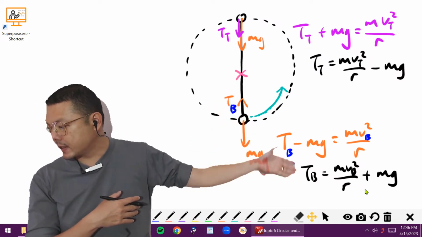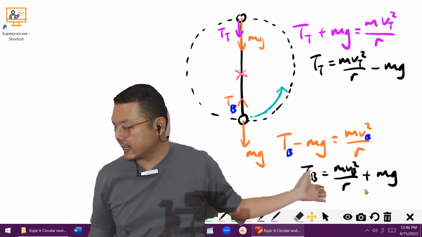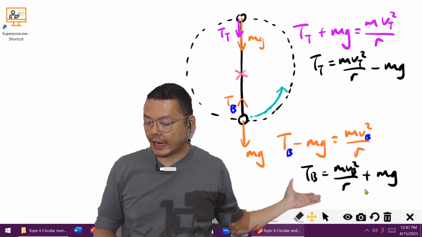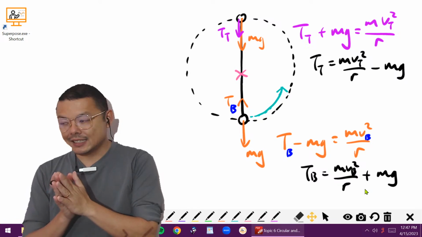This is a very common question. They'll ask you, where is it likely to break? Then they ask you why. And this is a mathematical proof for why it will most likely break at the bottom. Okay, so far?